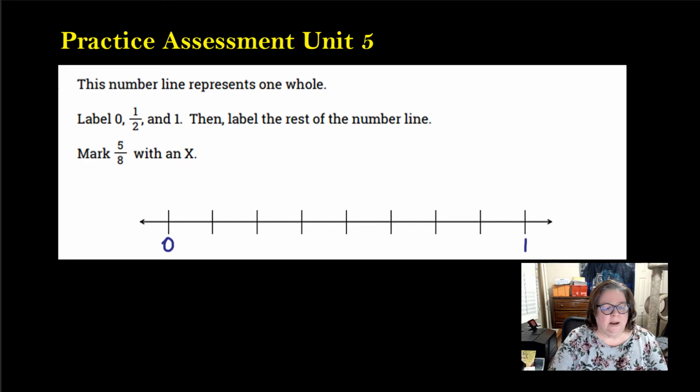Before we do that, I'm going to just make sure that there are eighths here. 1 tick, 2 ticks, 3, 4, 5, 6, 7, 8. There are 8 there. How do we find 1/2?